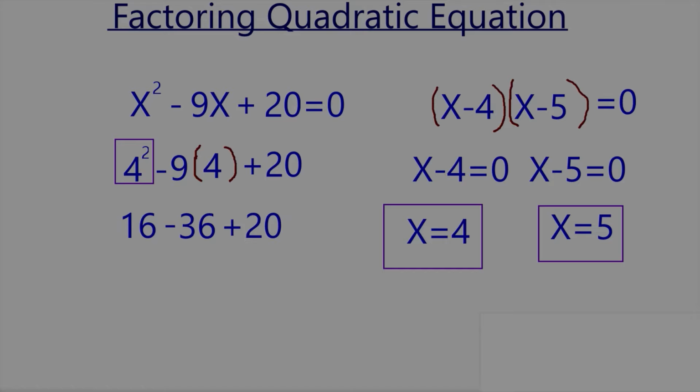16 minus 36 equals negative 20. We get negative, because the smaller number is in front. If the bigger number was in front, the answer when we minus would be a positive one. Negative 20 plus 20 gives 0. If we should go ahead and substitute 5 in the equation, we would still end up with a value of 0.